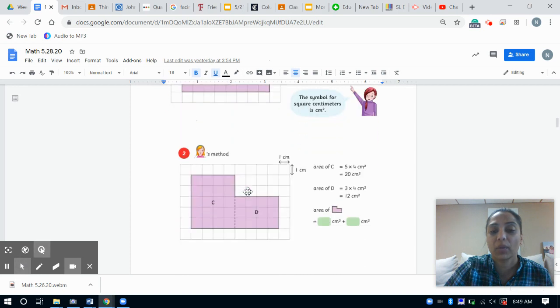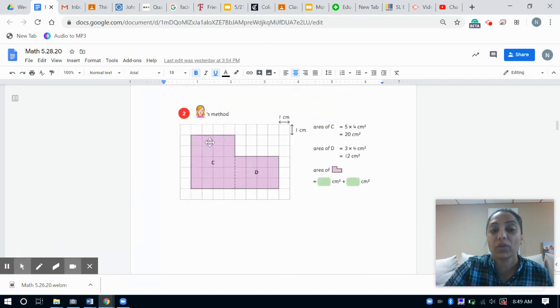Let's take a look at another way. This friend decided not to put the little skinny rectangle up top. Instead, there's a bigger rectangle over here labeled C and another one next to it. Again, how many rows for C? 1, 2, 3, 4, 5. Area of C, there is that 5. How many in each row? 1, 2, 3, 4. There is that 4. 5 times 4 is 20. Now for D, same thing. 3 rows, and 4 in each row. 3 times 4 is 12.